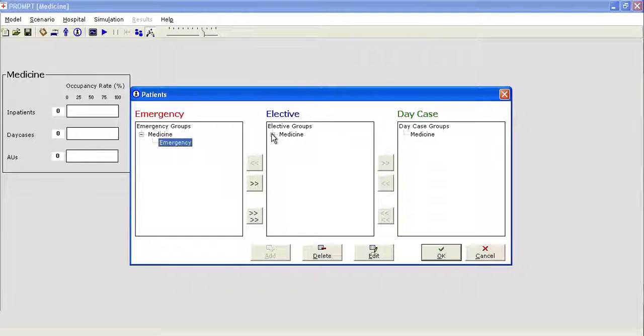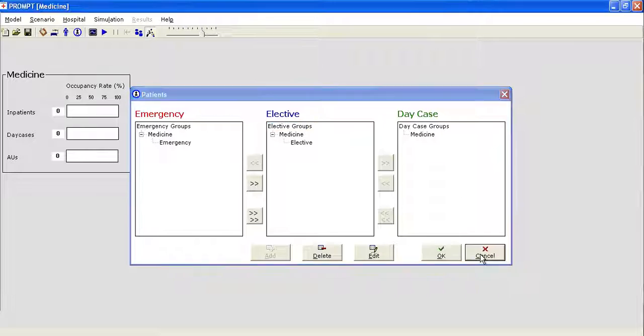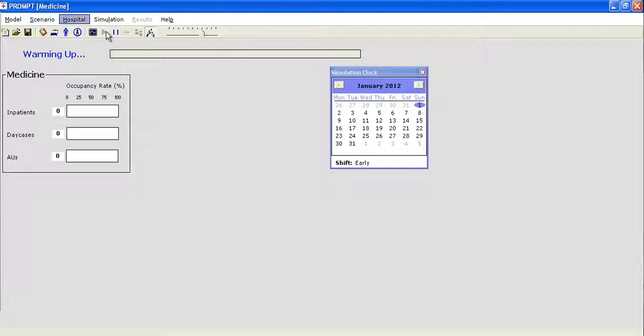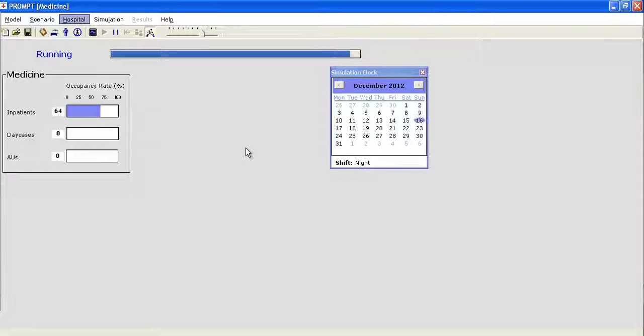I have similar information for electives, about their arrival profile and length of stay, which I'm not going to go through. So I'm going to run this model. I've set up the parameters. I'm not going to show you those, but I've set it up to run for 1 year, although I could run it for less or more if I wish. It's going to simulate those 15,000 or so patients arriving throughout the whole year, shift by shift, and it's keeping track of the number of beds occupied and patients waiting to try and get beds, and it's going to give me some results at the end.